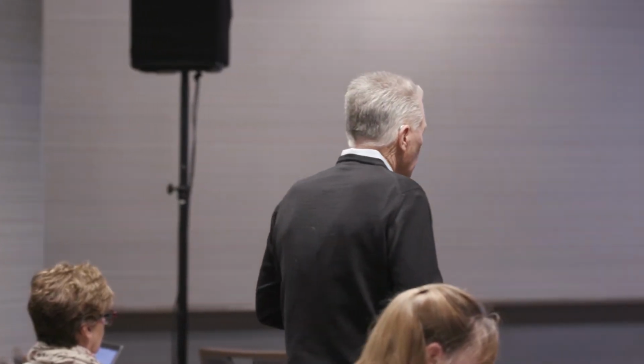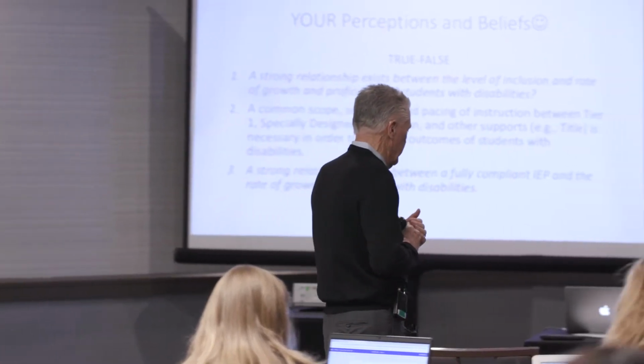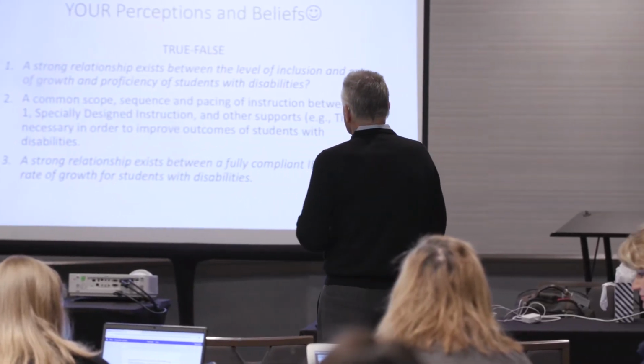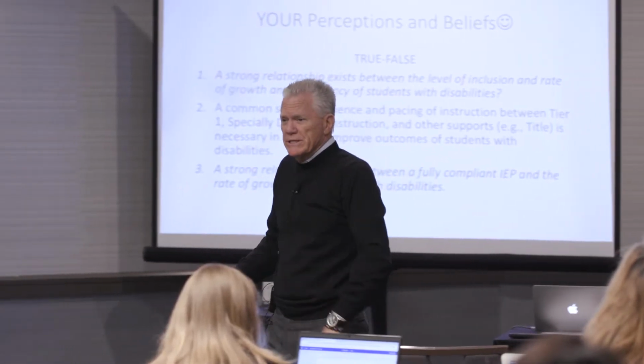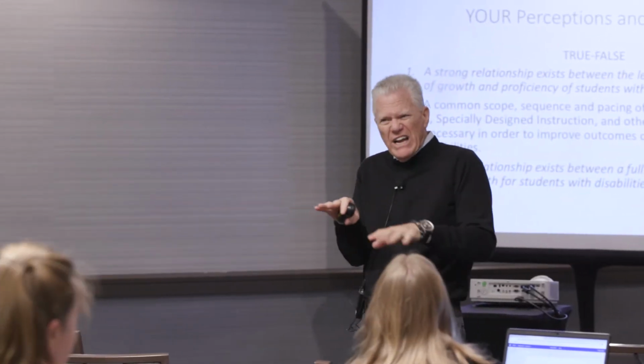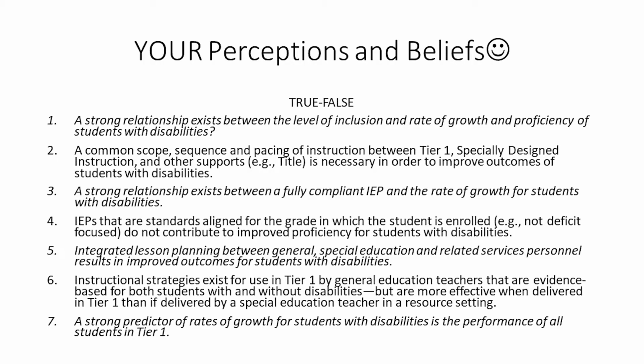So think about that. True, false. I'm going to give you some true, false questions quickly, and I want you to say true or false, look at the people next to you and compare quietly. We're not going to stop and take time to do this. A strong relationship exists between the level of inclusion and the rate of growth and proficiency for students with disabilities. True or false? Just say true or false, look at each other.